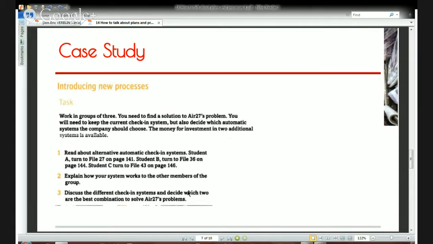You will need to keep the current check-in system, but also decide which automatic system the company should choose. The money for investment in 2 additional systems is available. Oh my goodness, so you have the money. We don't have to worry about that. But what you're going to have to do is basically explain the technical process of these additional systems, which means using the vocabulary and the grammar of the unit. So that's our task.